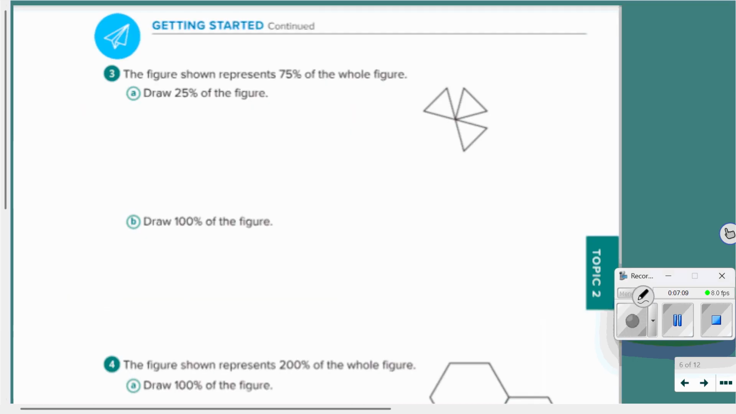All right, let's look at this. I know that the figure shown is 75% of the whole figure. So what do I have in my figure right now? What is it showing?